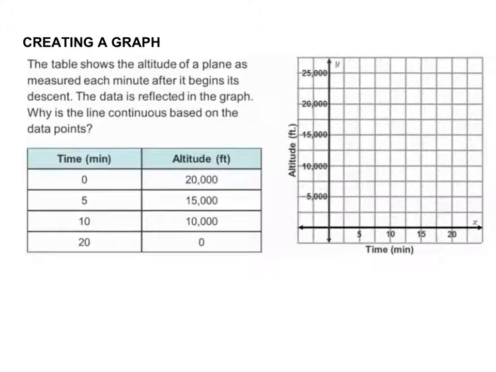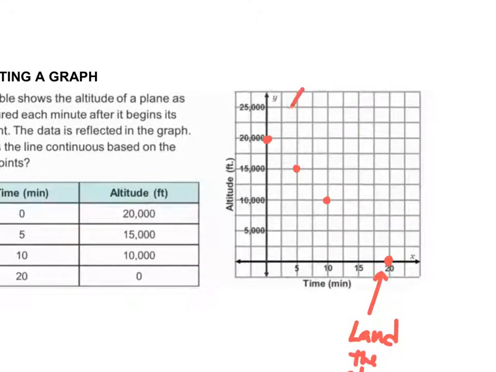So we begin our descent, and I'm going to do this in red. We're at 20,000 feet. After 5 minutes, we're at 15,000 feet. At 10 minutes, we're at 10,000 feet. And then at 20 minutes, we are at 0 feet. This is the point where we land because our altitude is 0. So land the plane. And this part here is where we begin our descent.